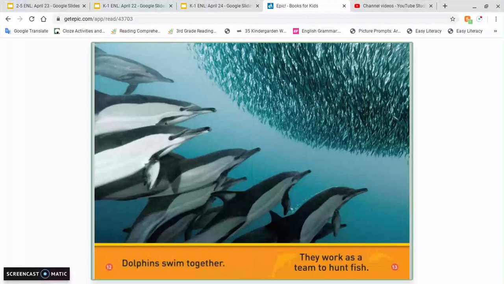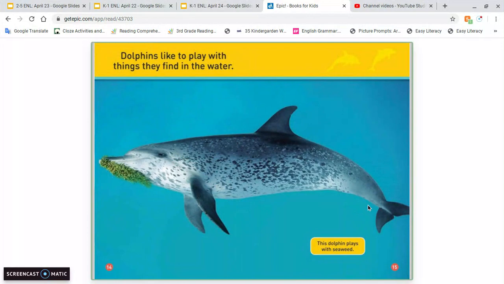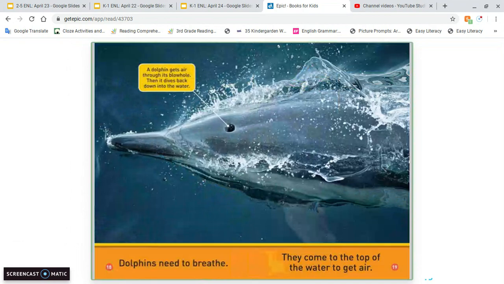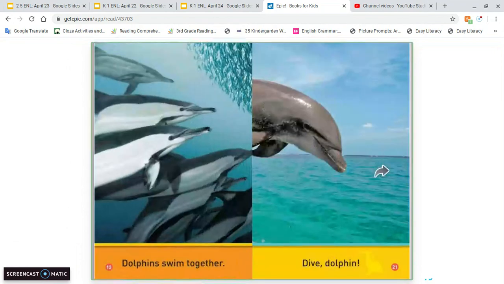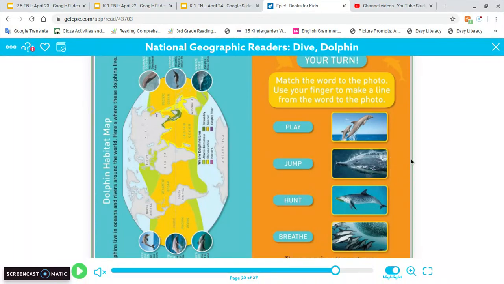Dolphins swim together. They work as a team to hunt fish. Dolphins like to play with things they find in the water. It says this dolphin plays with seaweed. They also like to leap and jump. Dolphins need to breathe. They come to the top of the water to get air. And it shows us that a dolphin gets air through its blowhole. Then it dives back down into the water. Dive dolphin.